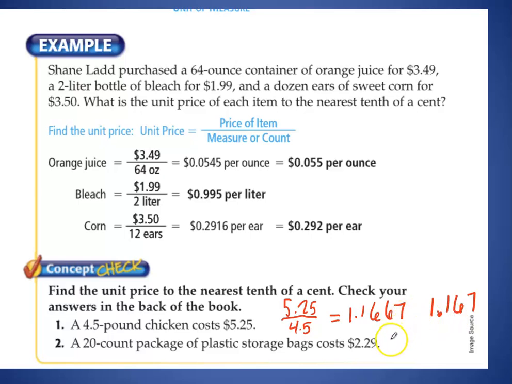The next one, you're taking the price, remember, goes on the top. You're dividing by how many, and that equals 0.1145 or 0.115. Okay, so if you got those correct, then you're ready to go on to the practice. If not, you'd want to check with Miss Dahlstrom and make sure you're doing it right before you move on.